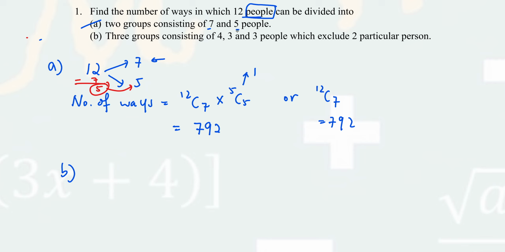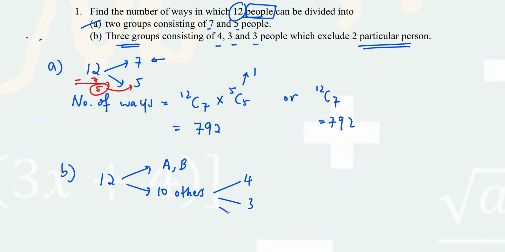Now for B, you have to divide these 12 persons into 3 groups consisting of 4 persons, 3 persons, and another 3 persons, which include 2 particular persons. That means we are no longer arranging 12 persons, we are arranging 10. Out of 12 persons, I label the 2 particular persons as A and B, and I have 10 others, so the total is 12 persons. From the 10 others, I have to split them into 3 groups: 4, 3, and 3.